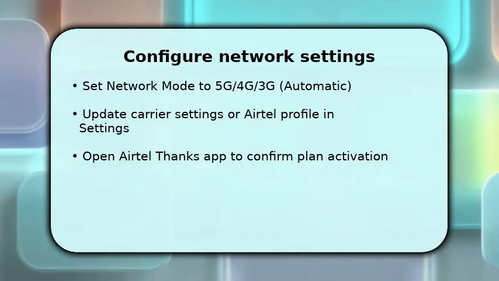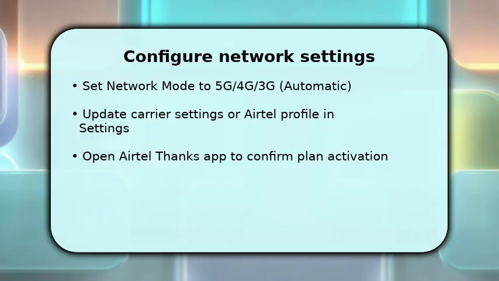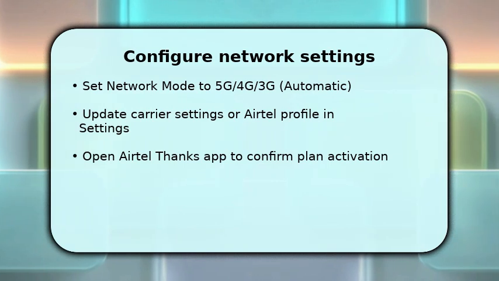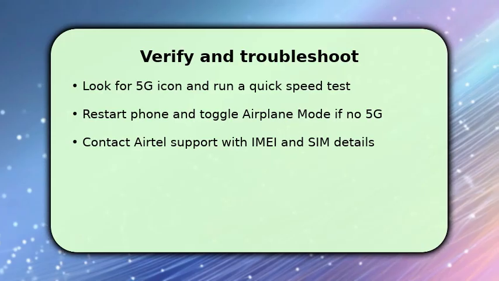If automatic selection fails, try manual network selection and pick your local Airtel 5G cell. Then restart. Finally, verify you show a 5G icon and run a speed test to confirm throughput.